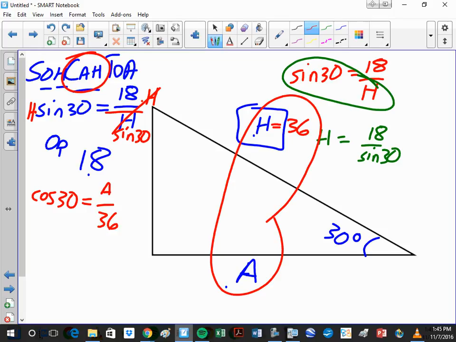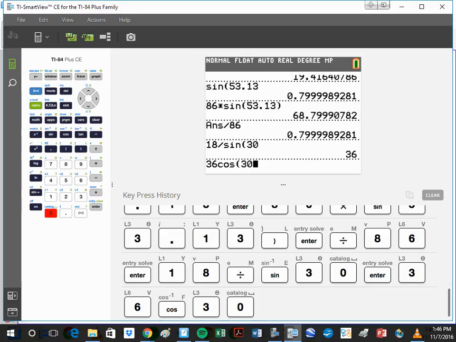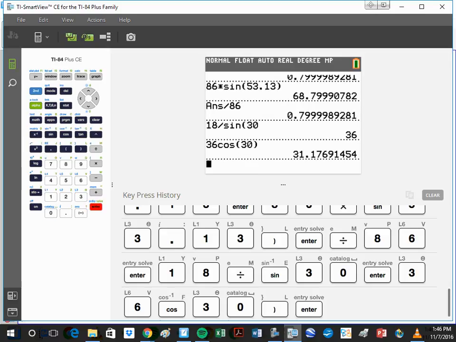Is that a multiply or a switch problem? Do I multiply by 36 to get A by itself, or do I switch the cosine and the A to get A by itself? So there are only two types. If the variable's on the bottom, then you switch. If the variable's on the top, then you multiply. The answer for A is 36 cosine of 30. So 36 cosine of 30, and I get 31.17.